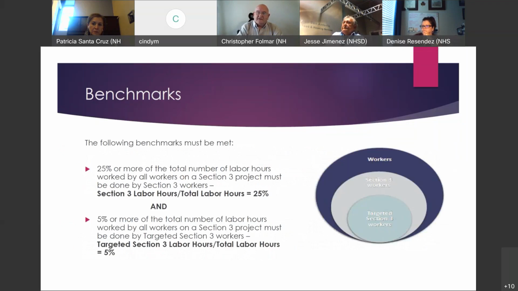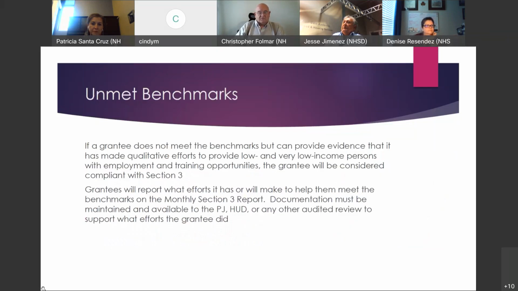Let's see. So this shows you how they're calculated. It's just a basic percentage calculation. You divide total Section 3 hours by the total number of hours, and that's got to equal 25%. And then, of course, for your targeted Section 3 workers, you divide the total number of targeted hours by the total number of hours on the job, and that's got to be greater than 5%. Very simple. And the other thing is the form we're going to give you for that automatically calculates that for you too. All you got to do is plug in numbers.